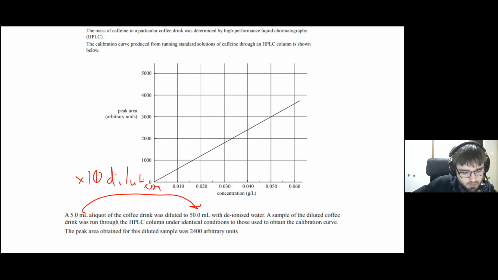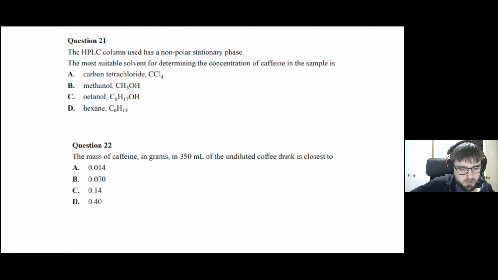A sample of the diluted coffee drink was run through the HPLC column under identical conditions to those used to obtain the calibration curve. Well, that's good, because otherwise it would be really bad. The peak area obtained for this diluted sample was 2,400 arbitrary units. The HPLC column used has a non-polar stationary phase. The most suitable solvent for determining the concentration of caffeine in the sample is, all right, so we have a column that has a non-polar stationary phase. So that means we just want a polar mobile phase.